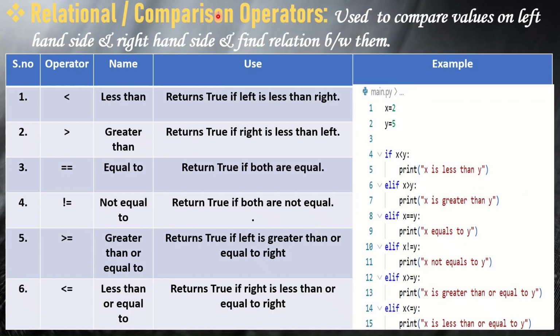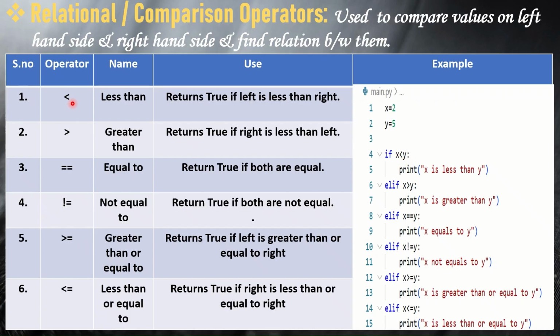Relational, or we can call them comparison operators. From the name itself, we can understand these are operators mainly useful to do comparison. This is used to compare the value on the left hand side operand with the right hand side and find the relationship between them. This is mainly useful for just comparison. And we can see in this table the list of relational operators, the names of those operators, their use, and how we can use them in the form of code.